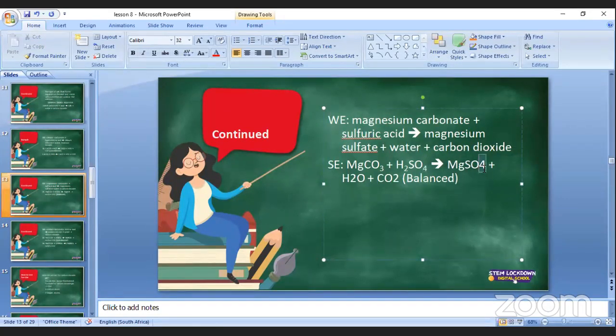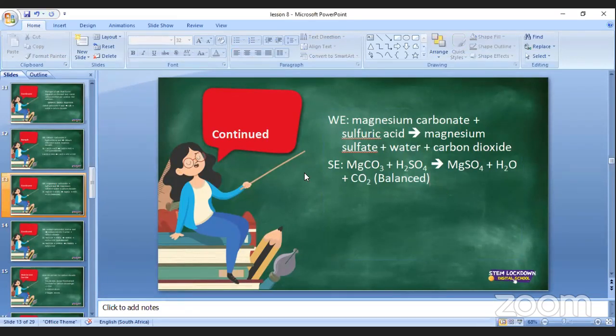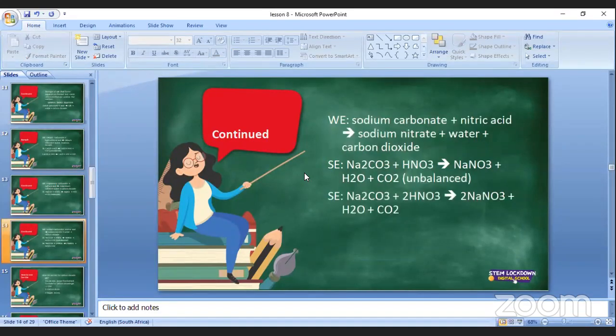I'm not moving too fast, I hope. You can see that the reactants equal the products. The reactants equal the products. So you can see this equation is balanced, grade 9. This equation is balanced. I'm going to move on, grade 9s, so that we save time.